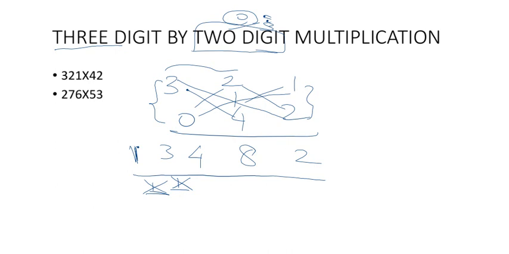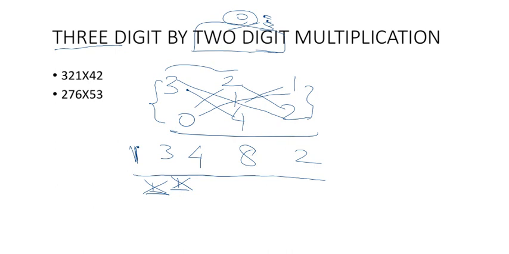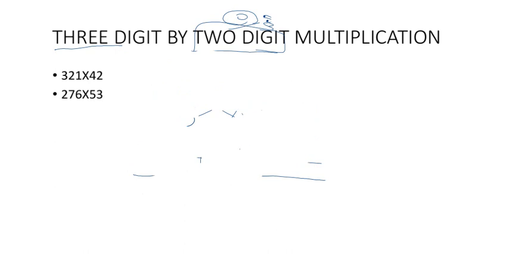Let me check whether it is correct. 321 into 42. 321 into 42, it is 13482. Yes, we have obtained the answer in a correct manner. Let me move over to the last problem.